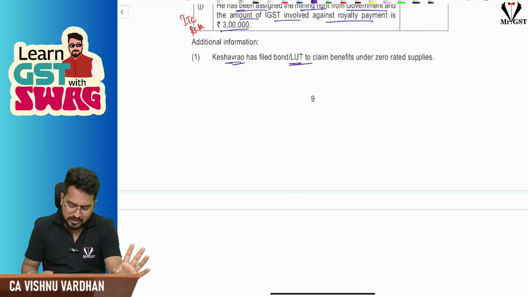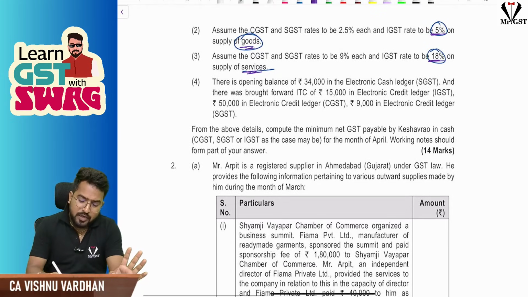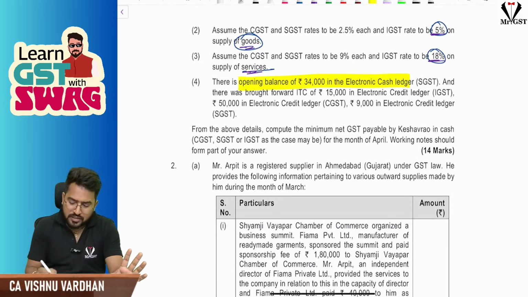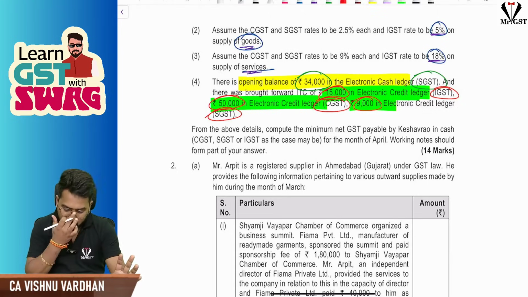Keshwara has filed LUT, all these things for zero rated supply. The only thing is, for goods take GST rate 5%, for services take GST 18%. And they have given opening balance of cash ledger as well as opening balance of credit ledger. Here you should be careful. The cash ledger is in SGST, and the credit ledger has 15,000 in IGST, 5,000 in CGST, 9,000 in SGST. That is what the credit ledger balances are.